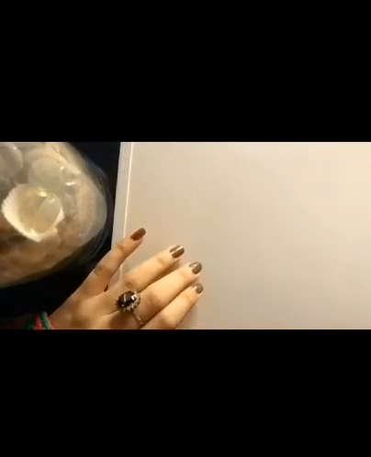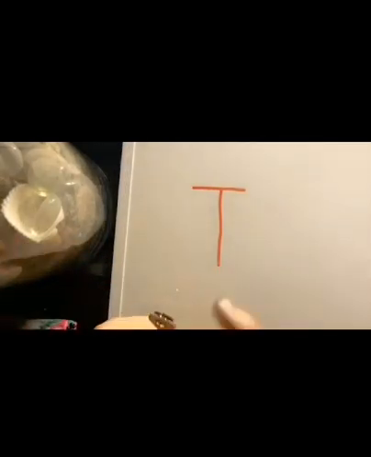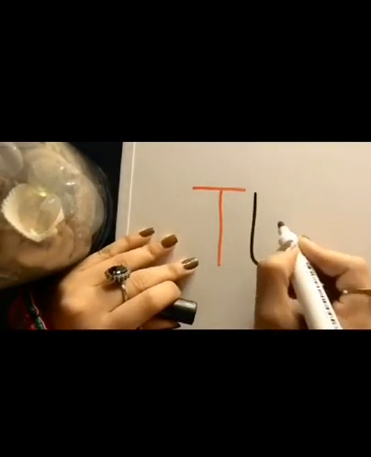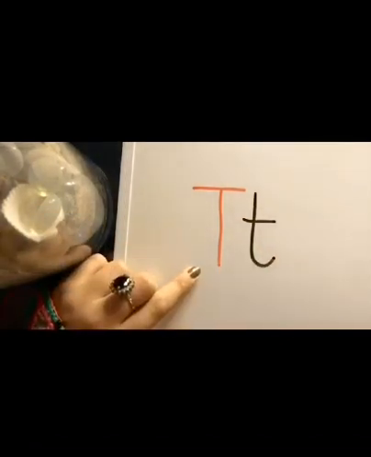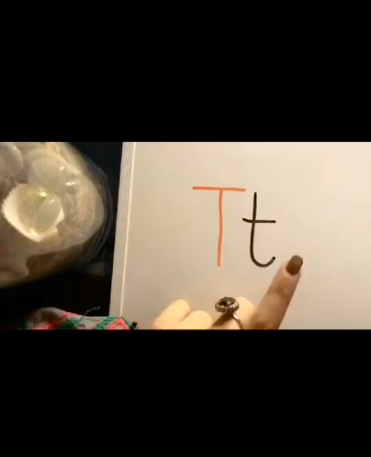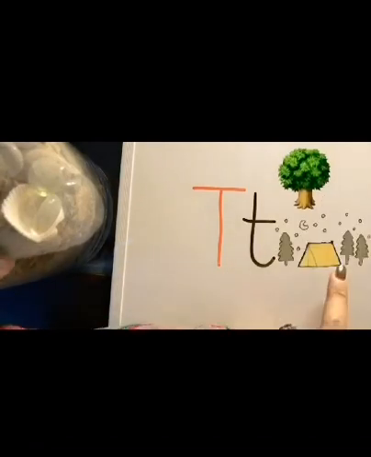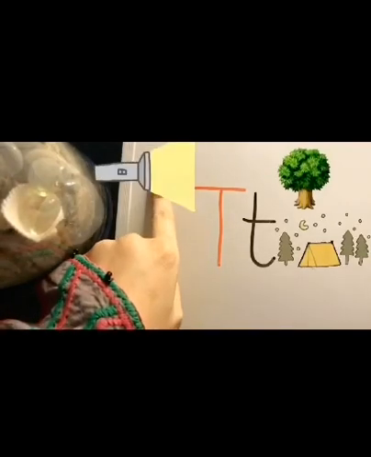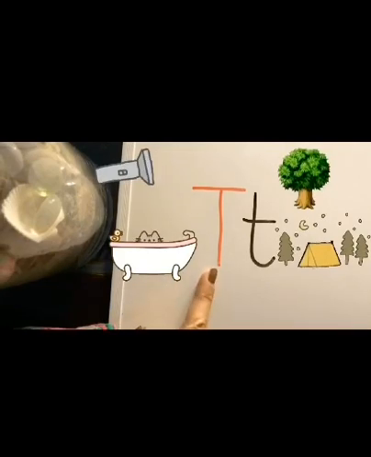Let's move to the next one, which is T. The letter is T and the sound is T. Go down, turn and cut. T. The letter is T and the sound is T. It's not ta, it's T. T for tree. T for tent. T for torch. And T is for tub.